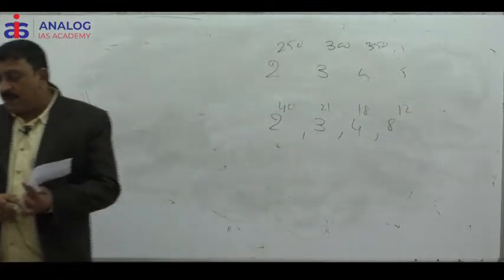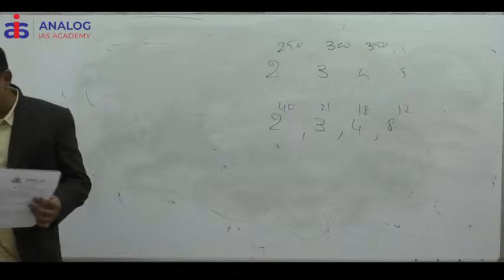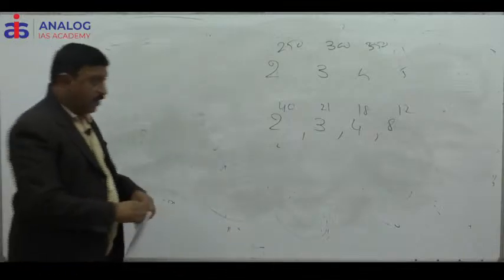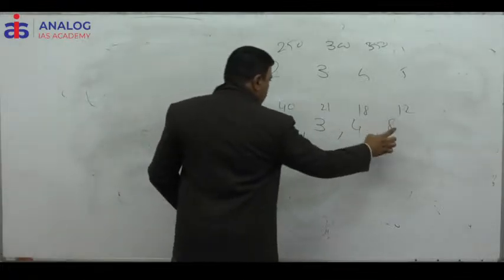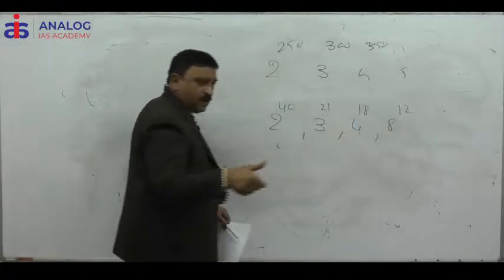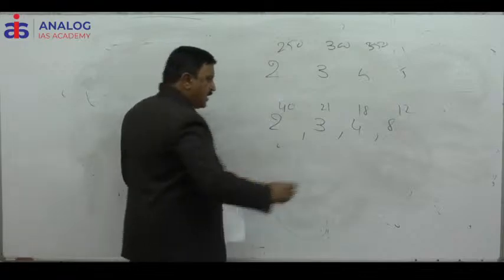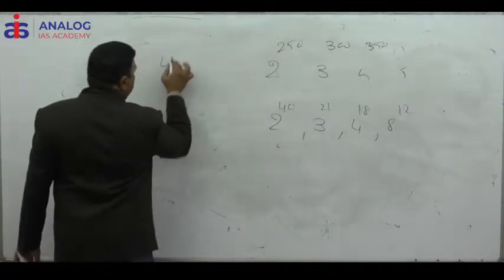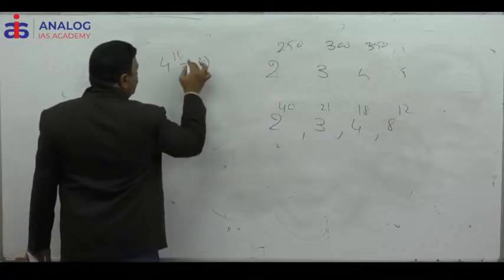We can equalize the bases. Just see, the bases are different, 2, 3, 4, 8, but we can make this base 2 and this is also 2, because 4 is which square? 2 square. So I can change 4 power 18 as 2 square whole to the power of 18.